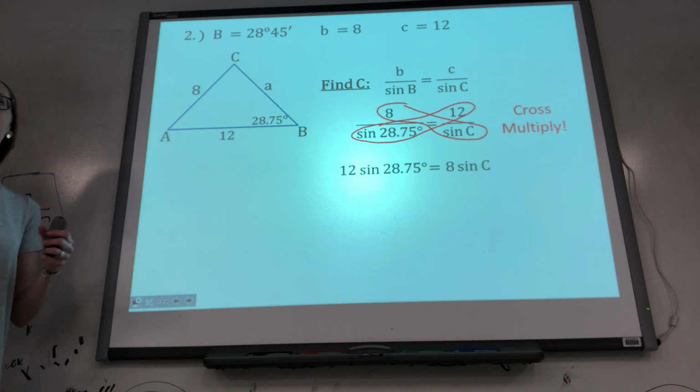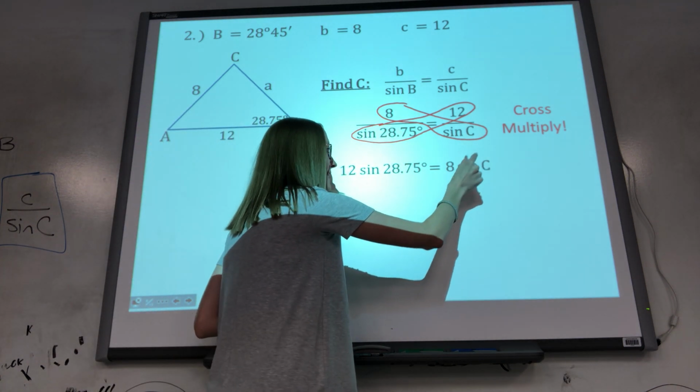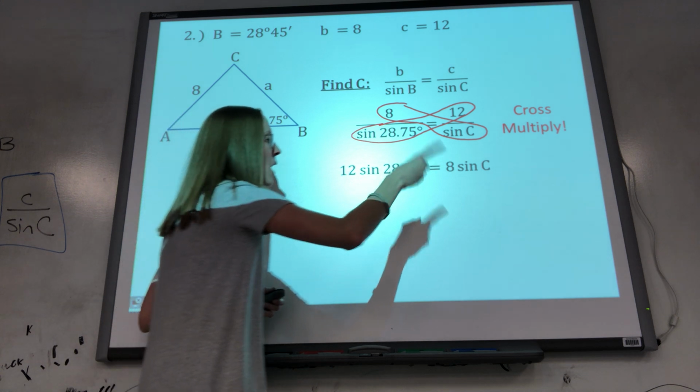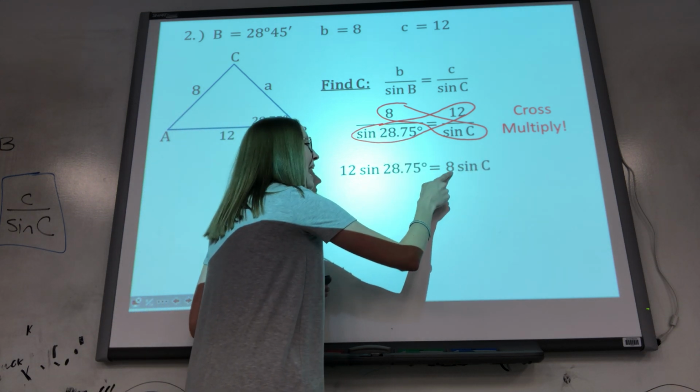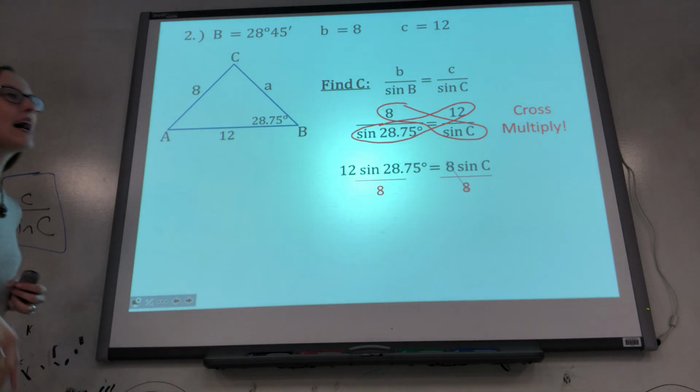Now, C is what I'm trying to solve for. I notice it's stuck with the sine, which I don't like. But first of all, before I worry too much about that, I can get rid of the 8 pretty quickly by just dividing by 8.